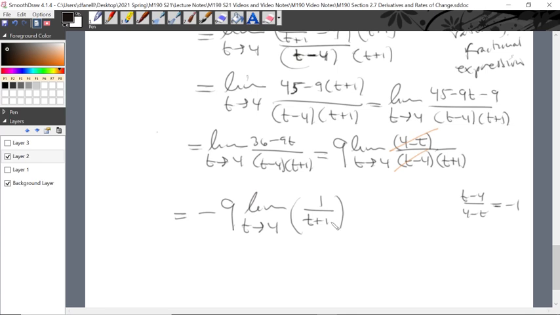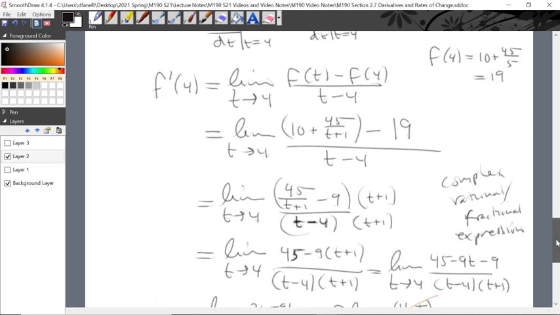Now we can run the limit. So now finally we don't have to write limit anymore. We have negative 9 times 1 over 5, which is negative 9 over 5, or as a decimal, because this will give us an exact value as a decimal as well, negative 1.8.